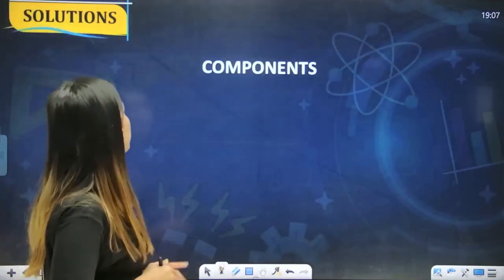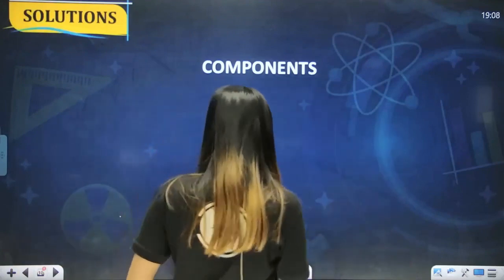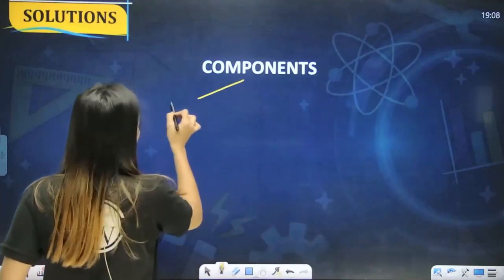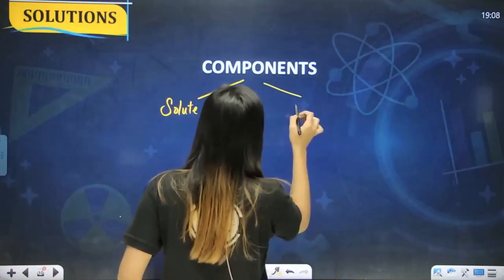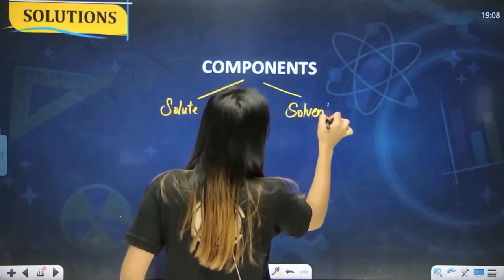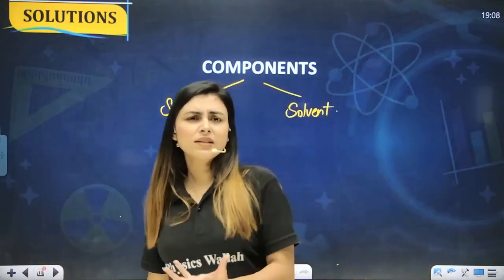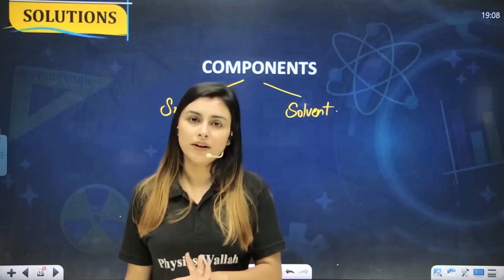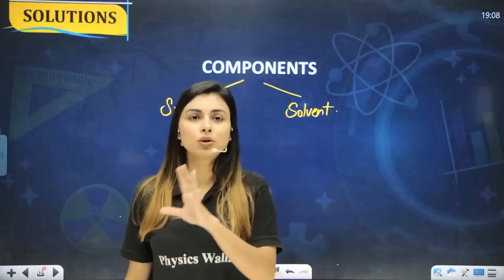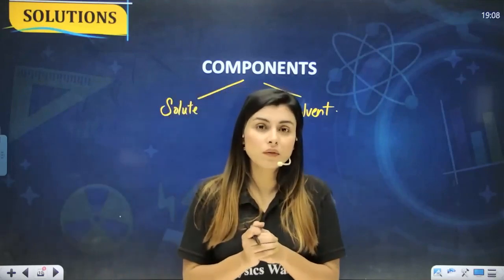Okay, now let's move forward. When we talk about components, the major two parts of a component in a solution are, one known as solute and the other known as solvent. One is known as a solute and the other is known as a solvent. Now, what is a solute? What is a solvent? In a solution, you only classify as solute and solvent. If you have n number of different components, you will have to distribute them in these two types only. Now we are going to discuss what is a solvent and what is a solute.